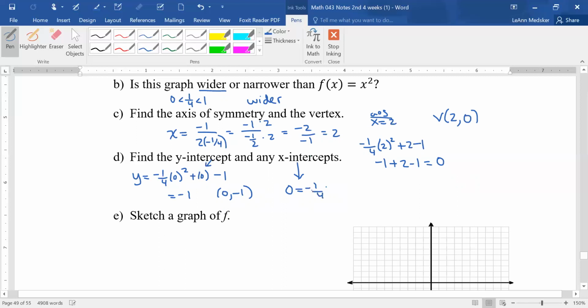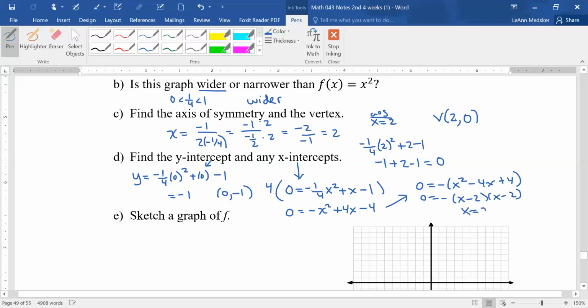So -1/4 x squared plus x minus 1. I would go ahead and multiply everything by 4 on both sides to get rid of that fraction. So this would be -x squared plus 4x minus 4. And we're going to try to factor this. I'm going to pull out a negative. That would be x squared minus 4x plus 4. And then we would set this as factoring. It's x minus 2 squared, so x equals 2.